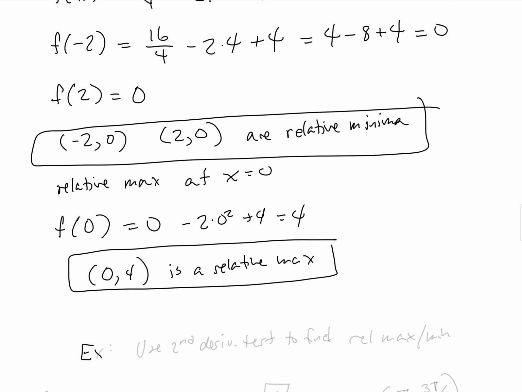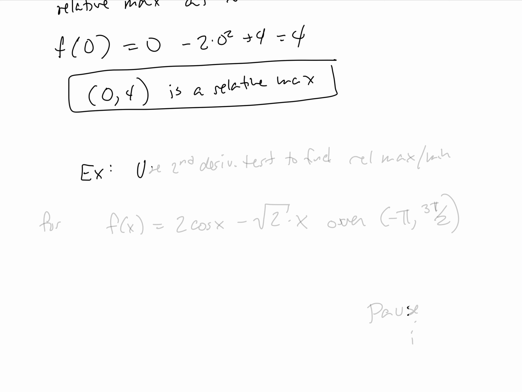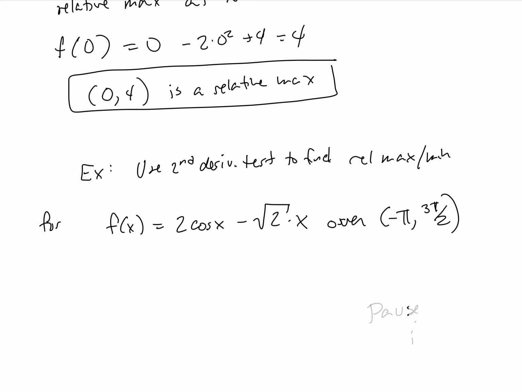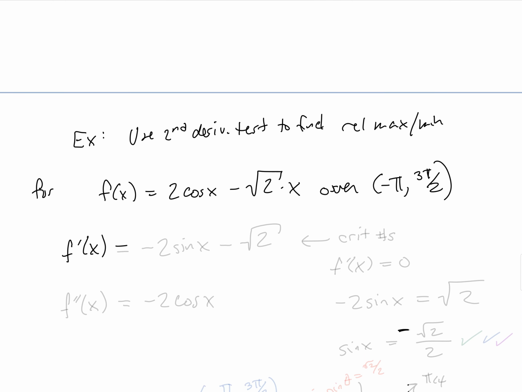Let's do one more example. Let's use the second derivative test to find the relative maxima and minima for the function f of x is 2 times the cosine of x minus the square root of 2 times x, over the interval from negative pi to 3 pi over 2. So give that a shot, and we'll talk about it in a moment. All right, so we need to find both the first derivative and the second derivative.